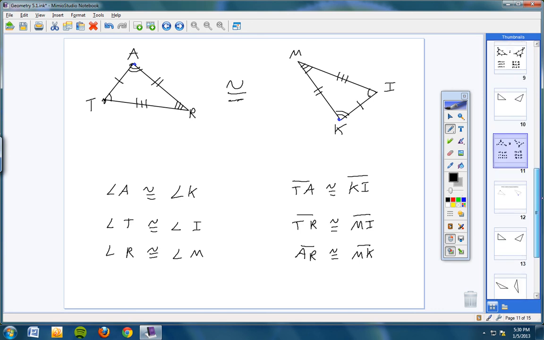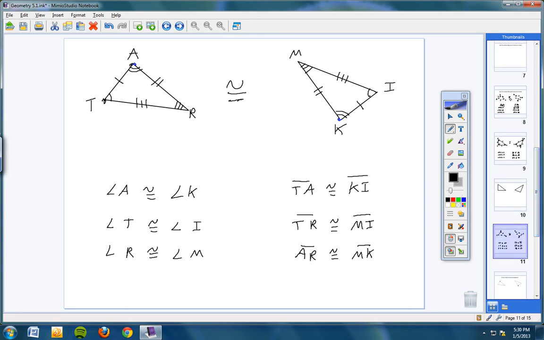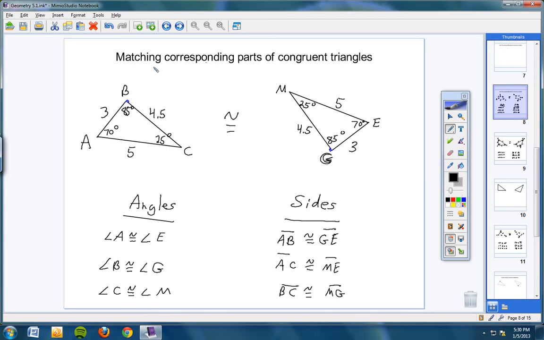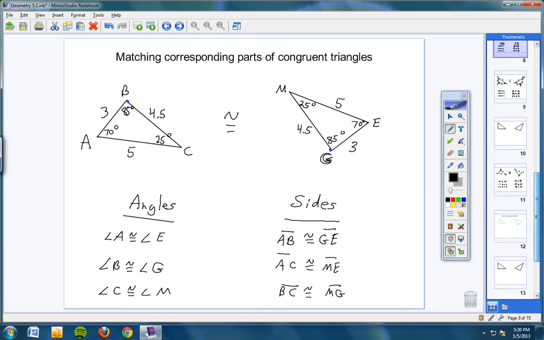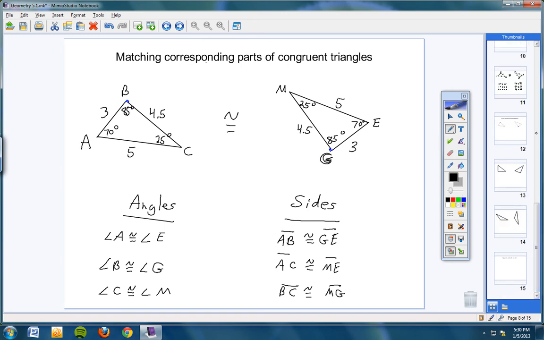So you're learning now, let's go back up here. You're learning to do what? You're learning how to match corresponding parts of congruent triangles. When we say parts, we're talking about angles and sides. Angles and sides, okay?